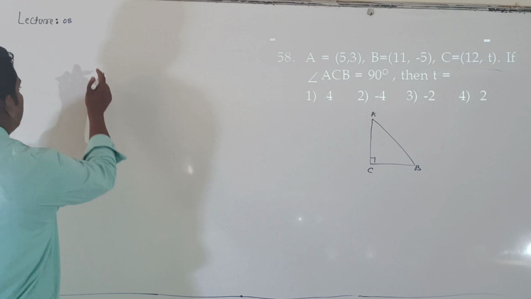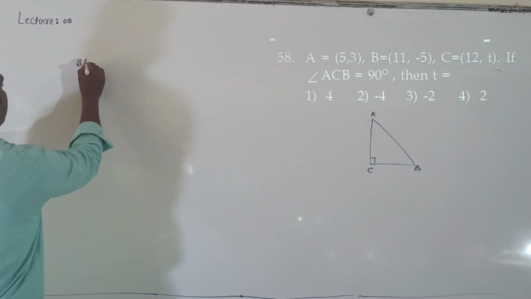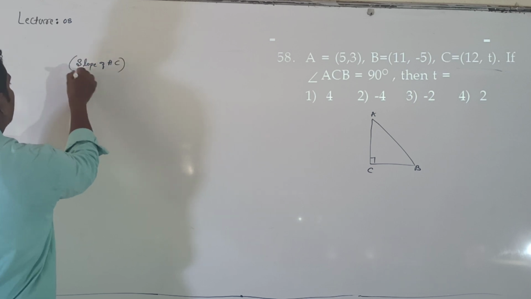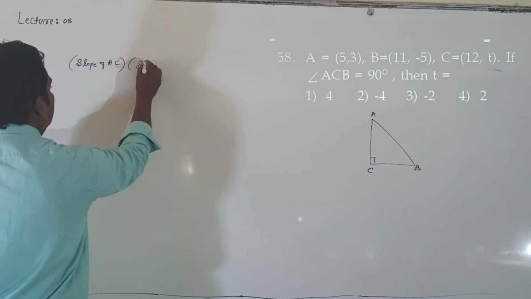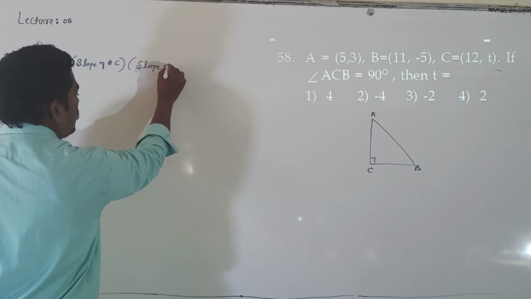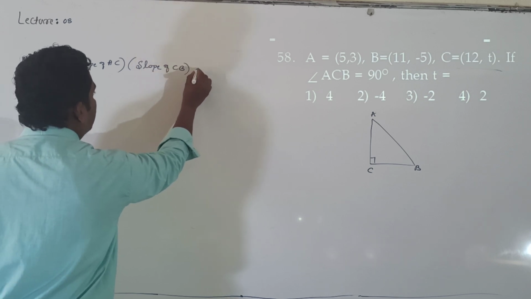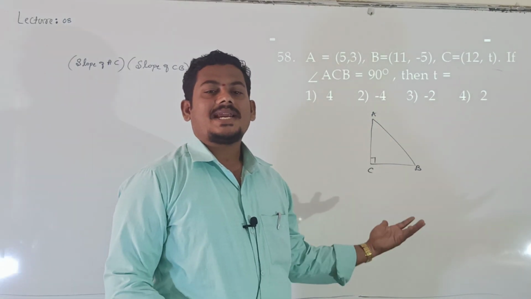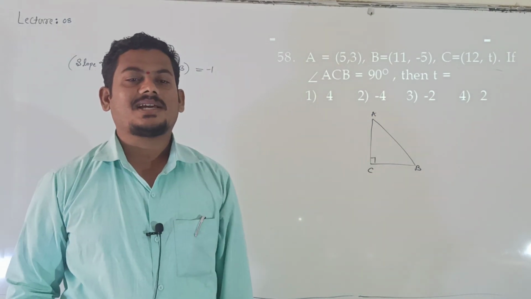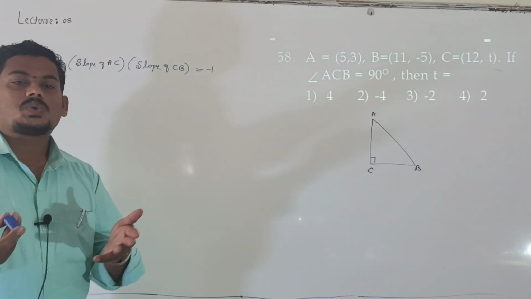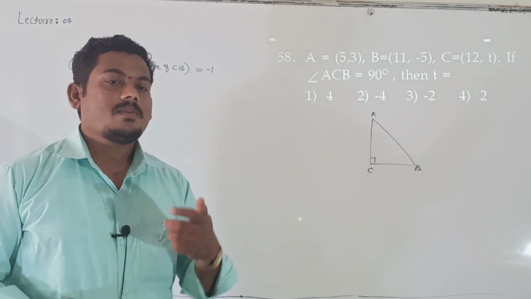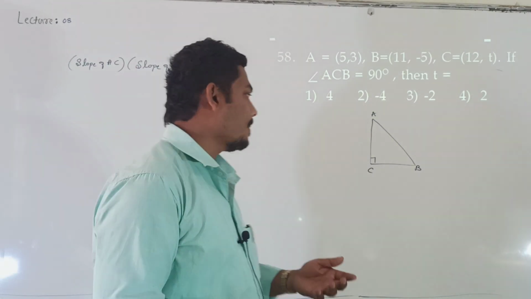Right? From the given data, slope of AC into slope of CB is equal to -1. Why? Because one of the angles is 90 degrees, means two sides are clearly perpendicular. Once two sides are perpendicular, then we already have the result in terms of slope. Product of slopes equal to -1.